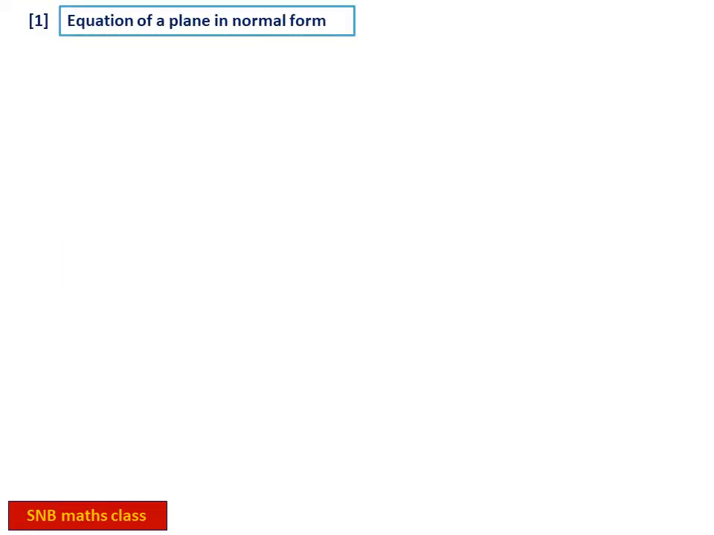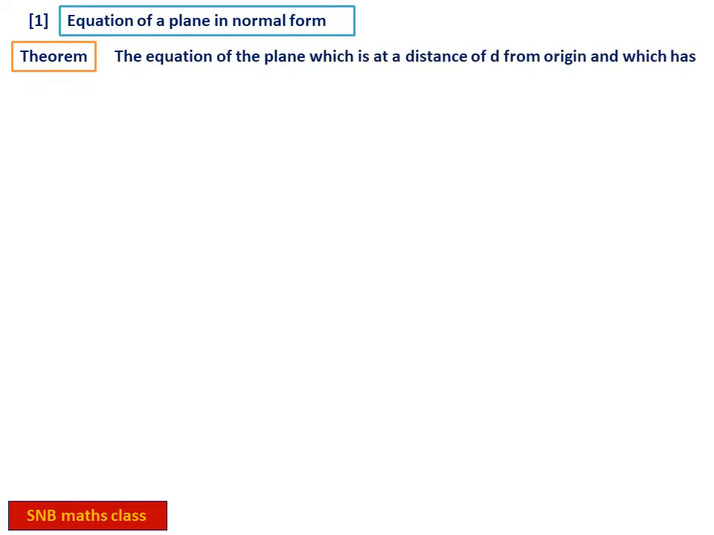Today in this lesson let us see the equation of a plane in normal form. That is the first type. Let us take it as a theorem. The equation of the plane which is at a distance of d from the origin and which has a unit normal vector n is given by r dot n equal to d. This is the first type. Let us prove this one.